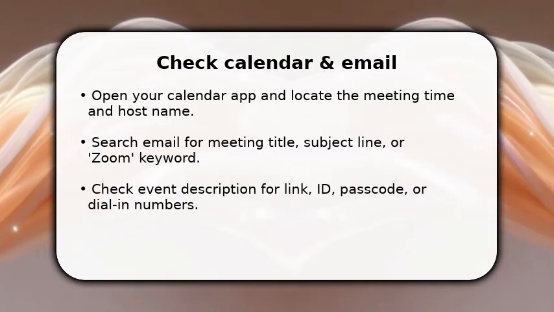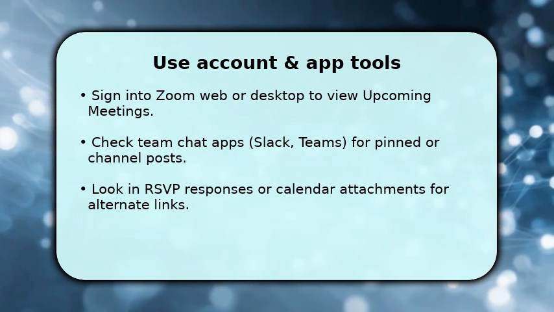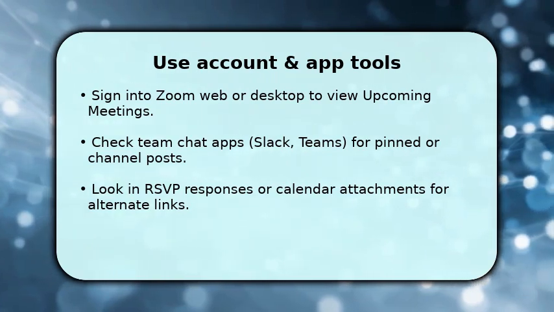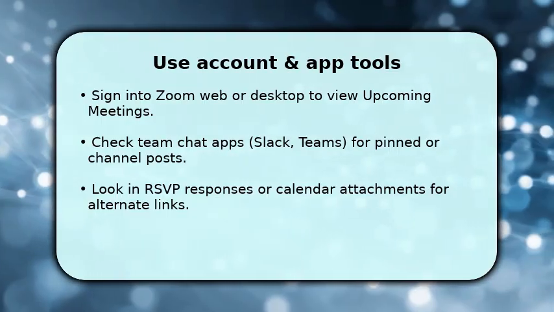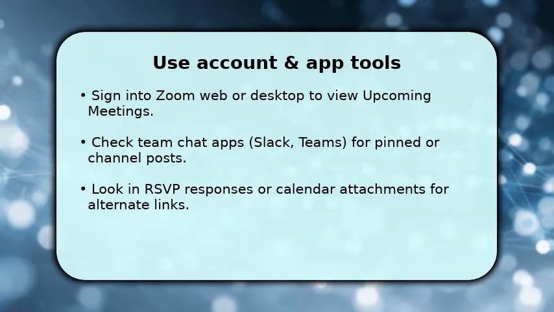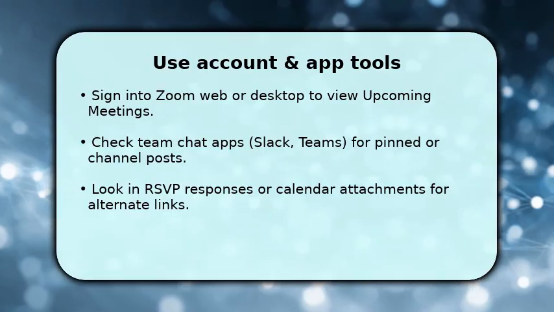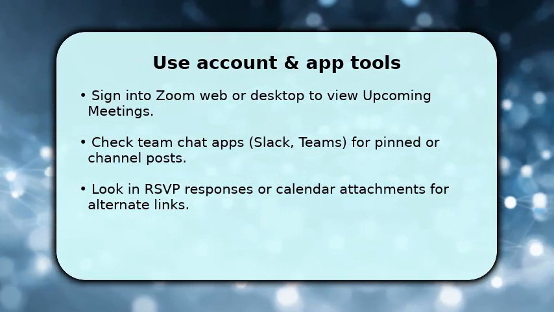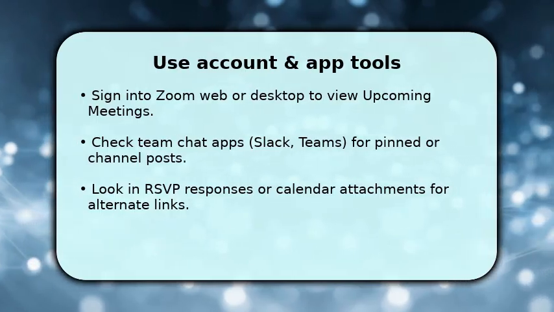You should sign into the Zoom app or web portal and open upcoming meetings to retrieve direct join buttons and meeting ID. Then scan your team chat channels where hosts often paste links. Use search terms like the meeting title or Zoom. Once done, inspect the calendar event attachments and RSVP threads for alternate or updated links. If the host sent multiple messages, compare meeting ID to ensure you use the correct one.